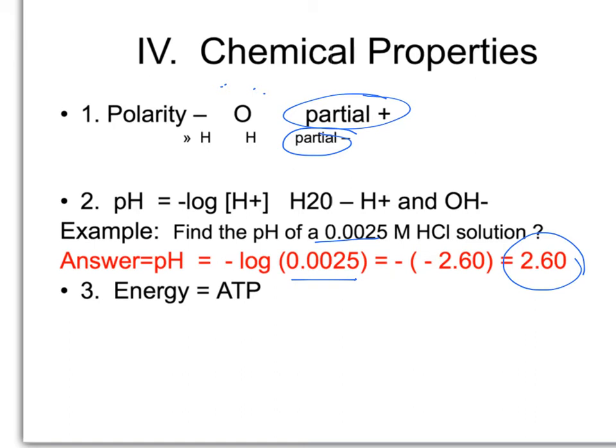Okay, typically a 2.6 level of pH is a very acidic solution, which can affect certain categories of macromolecules, specifically enzymes. We've looked at that, how changes in pH can affect enzymes. We're going to come back to energy in just a moment.